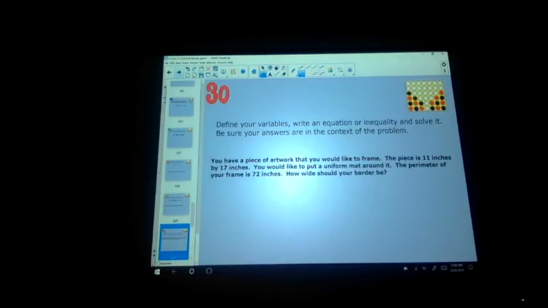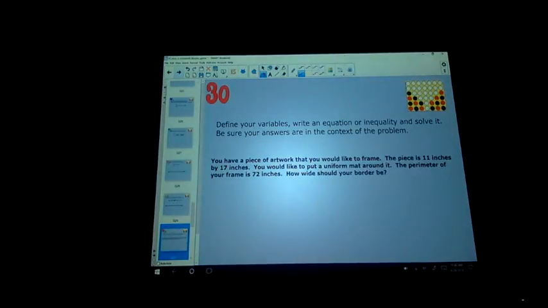Number 30, you have a piece of artwork you would like to frame. The piece is 11 by 17. So here's your picture. Once you have framed it, the frame should be uniform all the way around. The perimeter, they tell us, is 72 inches. This is going to be one of the problems where we have to incorporate x. So if that's x, and that's x, and then that's also x.